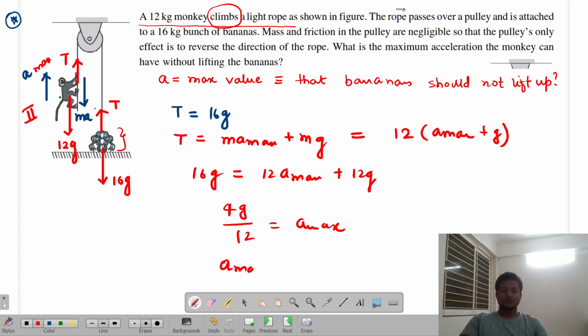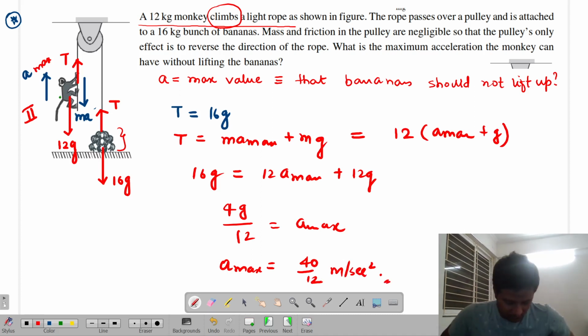That is nothing but 40 by 12 meter per second square. Are you able to get me? Understood. Totally.